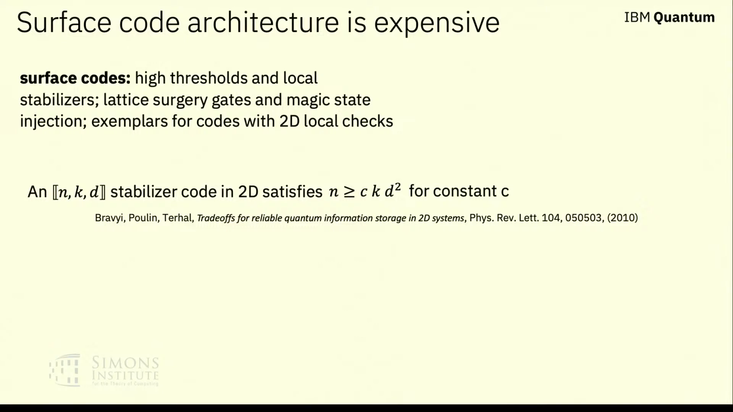But we also heard this morning, I think, from Louis, that there exists something called the Bravyi-Poulin-Terhal bound, which says that when you have a stabilizer code that's constrained in 2 dimensions, like the surface code is, then its parameters n, k, and d, so the block length n, the number of logical qubits k, and the code distance d, are constrained by this equation where n has to be greater than or equal to some constant times kd squared. So what does this mean for practical considerations?